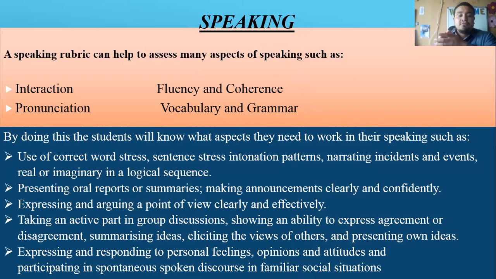They will also be able to present oral reports or summaries, making announcements clearly and confidently, expressing and arguing a point of view clearly and effectively, taking an active part in group discussions, showing an ability to express agreement or disagreement, summarizing ideas, eliciting the views of others and presenting their own ideas, expressing and responding to personal feelings, opinions, and attitudes by participating in spontaneous spoken discourse in familiar social situations. As you can see, these are some of the benefits that a rubric will provide as far as speaking goes.